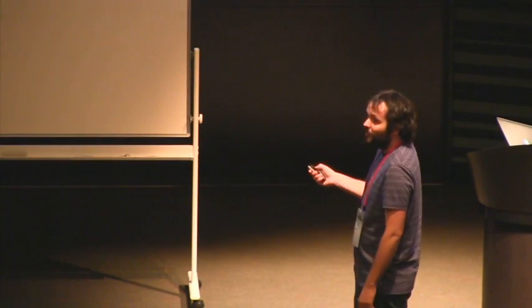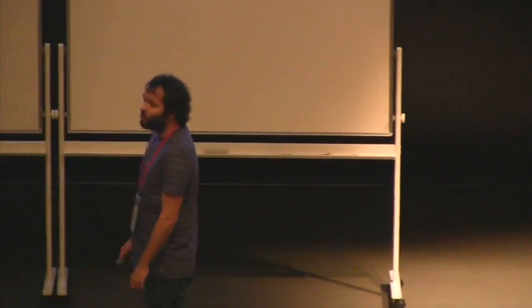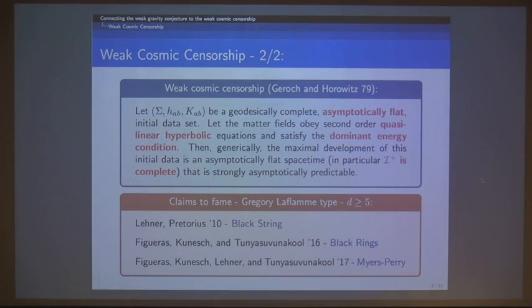Now, in 4D, this seems to be true. People have tried very hard to violate weak cosmic censorship, and they have not managed, okay, in asymptotically flat spacetimes. However, in higher dimensions, this seems to be possible. For instance, if you take a black string, there's a famous calculation by Frans Pretorius and Luis Lehner, which shows that the black string generically leads to the formation of naked singularities.